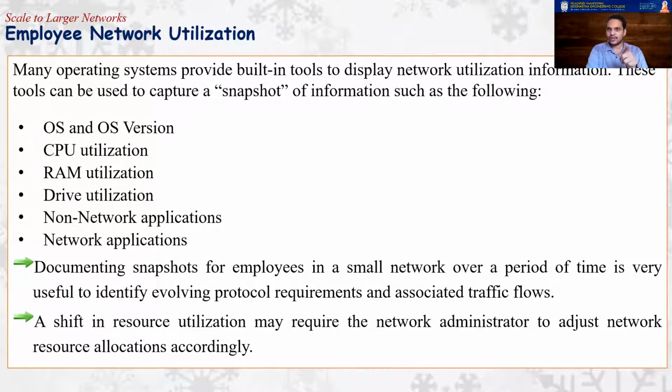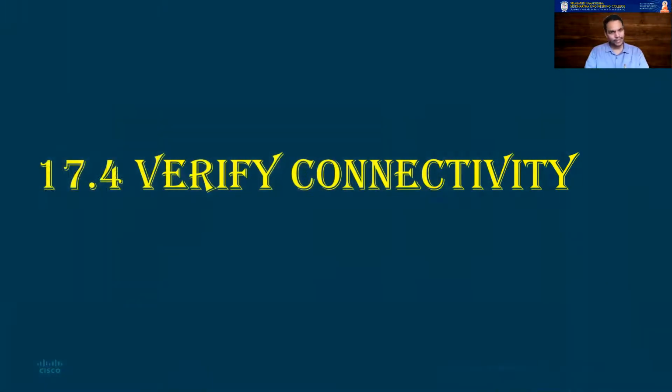The traffic analysis, which we discussed in the earlier slide, goes hand in hand with this particular network utilization. Now, when you find that there is a shift in the resource utilization, it will help the network administrator to adjust the network resource allocations accordingly to meet the requirements and needs of the users. So how can you get it? By getting snapshots, by doing this traffic analysis, by understanding what the users require.